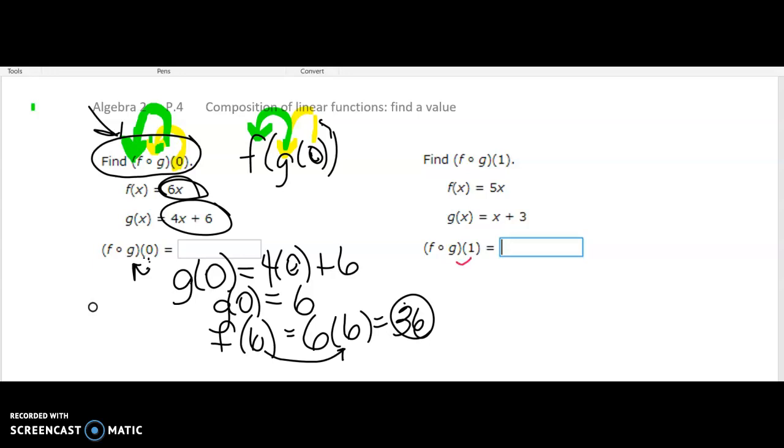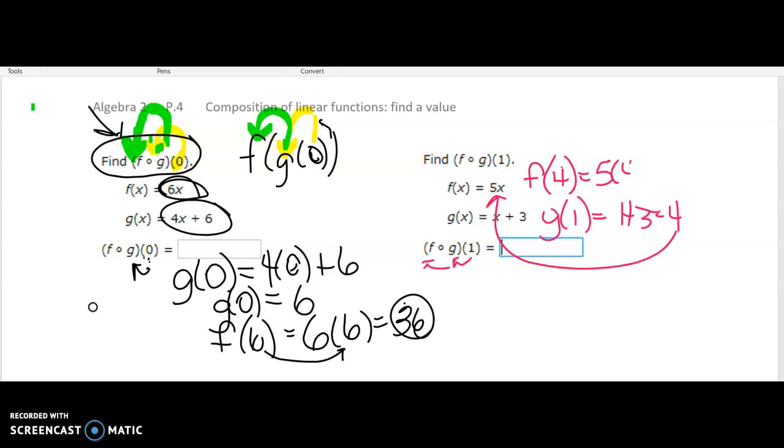Okay, we're going to put 1 into G, and that answer into F. So G of 1 equals 1 plus 3 equals 4. Now we're going to put 4 into F. So F of 4 equals 5 times 4 equals 20. 20 is your answer.